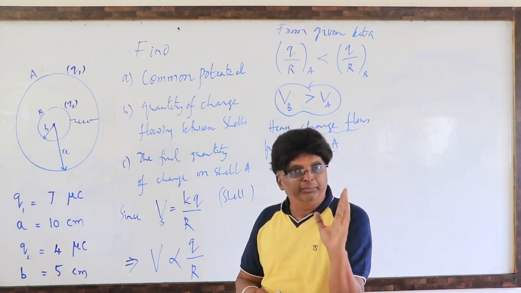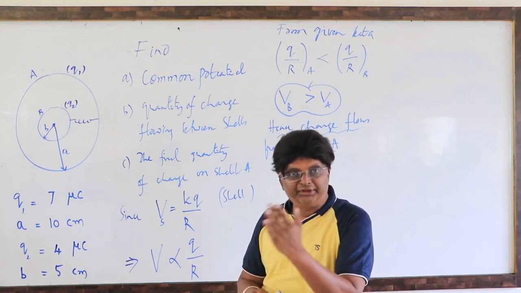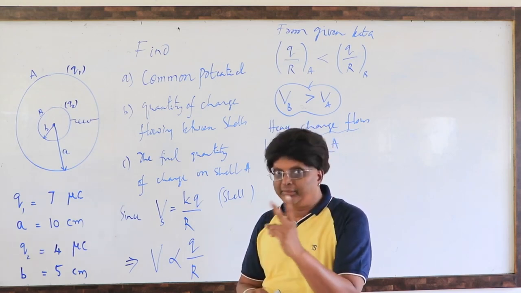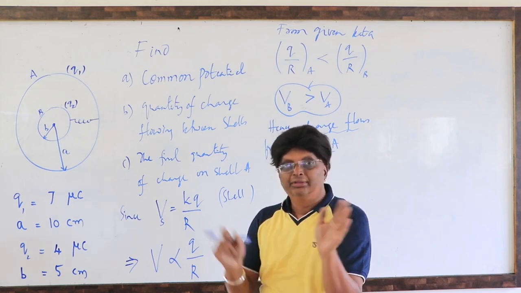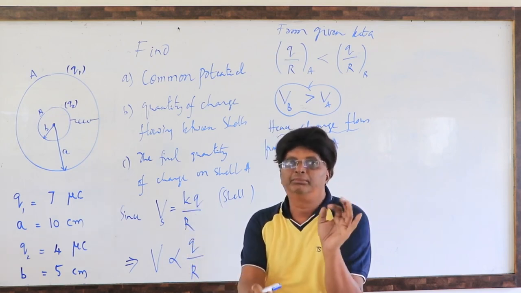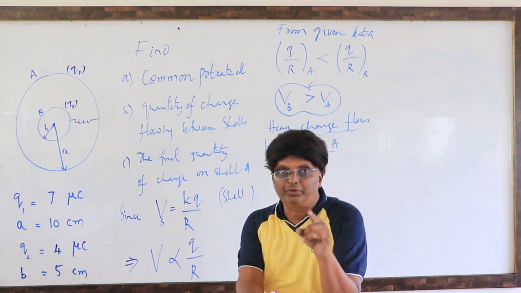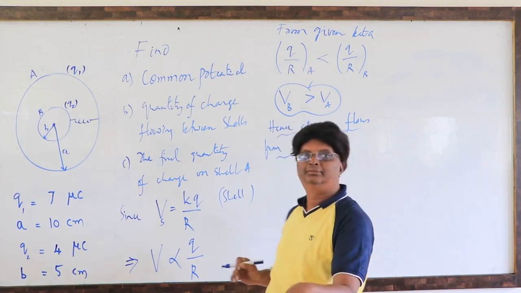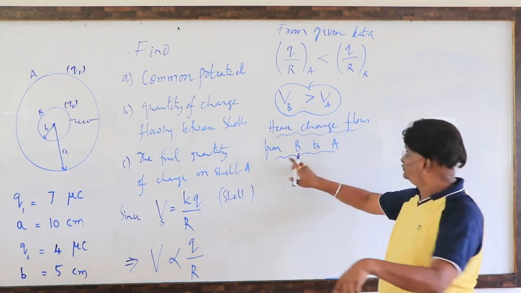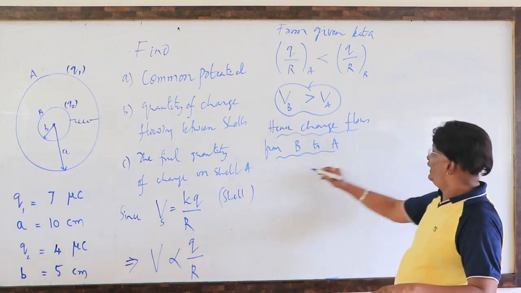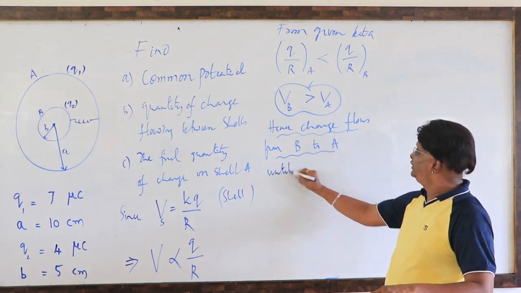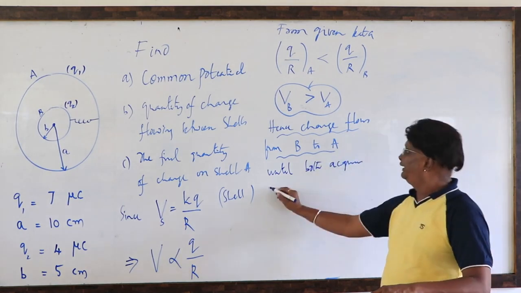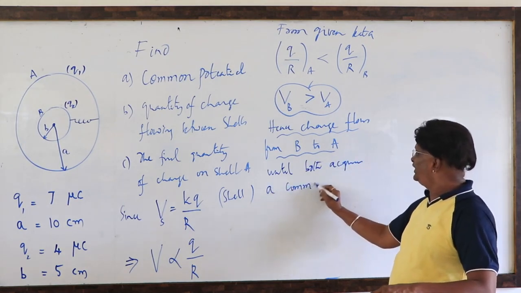Supposing A is at a temperature of 50 degrees and B is at 20 degrees. Now the flow is from A to B because of the temperature difference until the temperature of both becomes one and the same. That is what we call common temperature. Here also the same. Now charge flows from B to A until both acquire a common potential, I say.